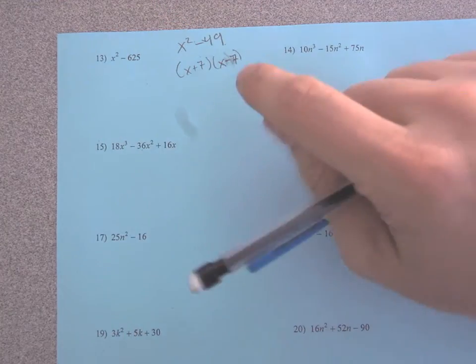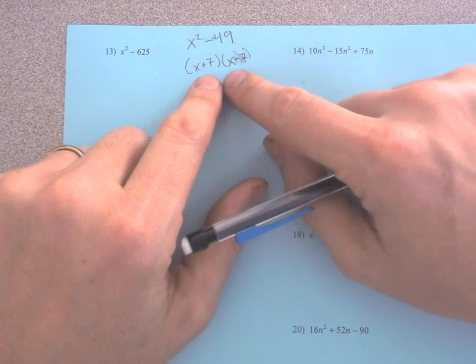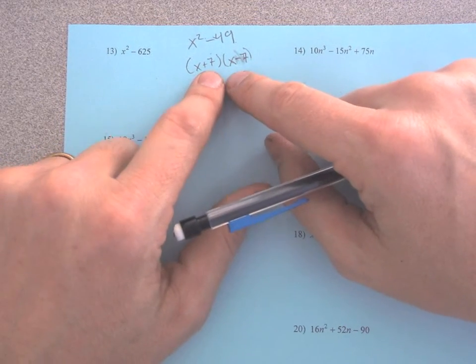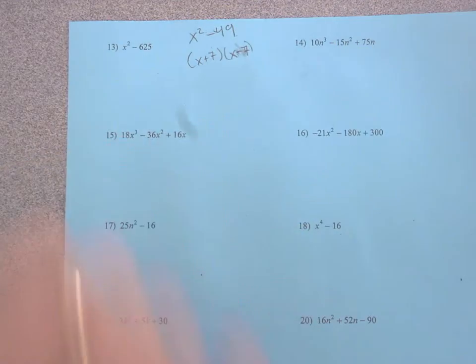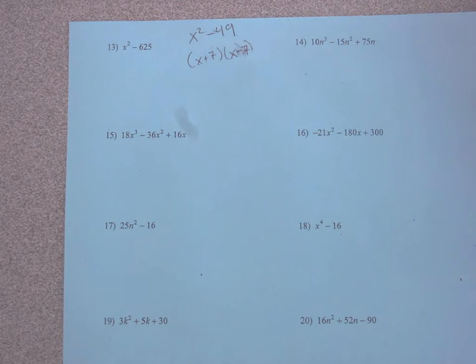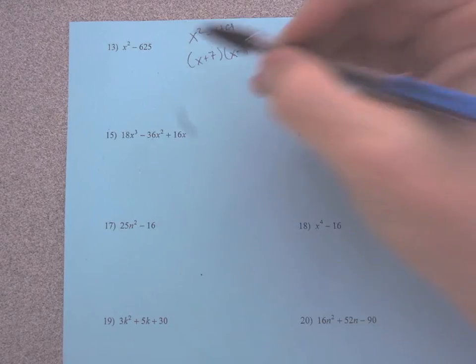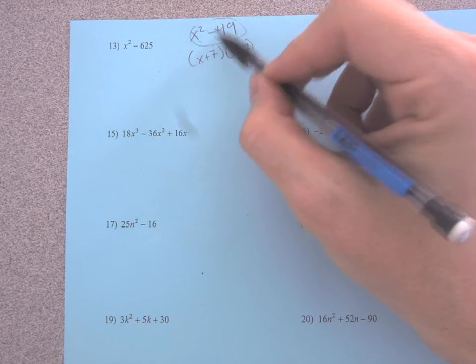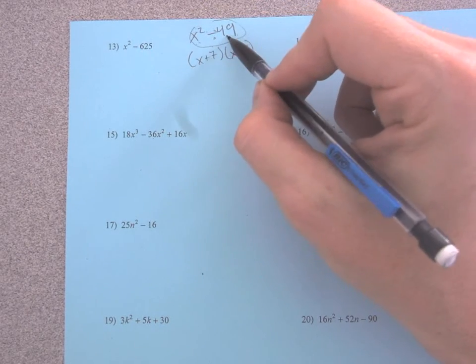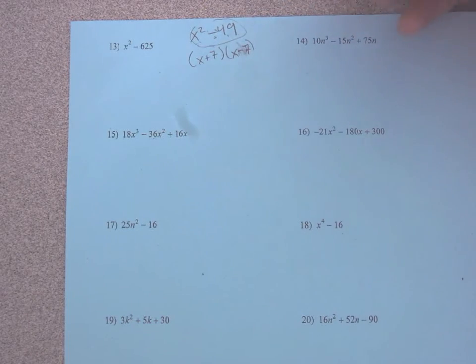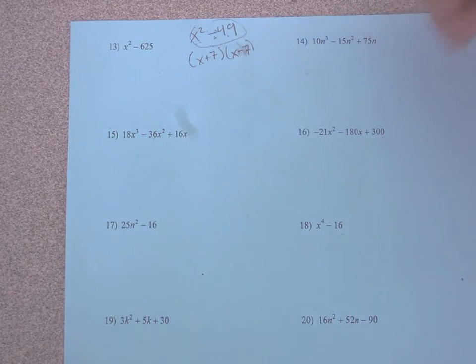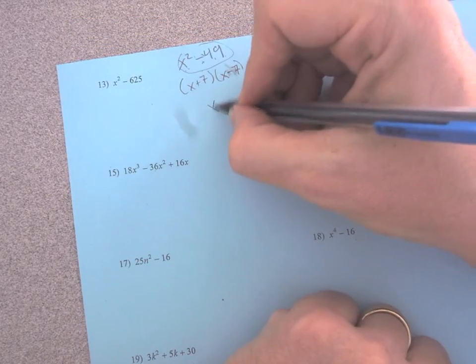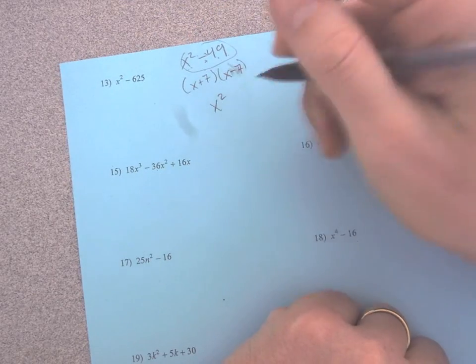What's going to happen here is the negative 7x and the 7x are going to cancel, so I'm not going to have any x terms, but 7 times negative 7 is negative 49. So we call that a difference of squares binomial. Difference of squares, difference meaning subtract. That's x squared, that's 49. And we write it as a conjugate pair. So let's do another one really quick, and then we'll go to this one that's a little bit harder.